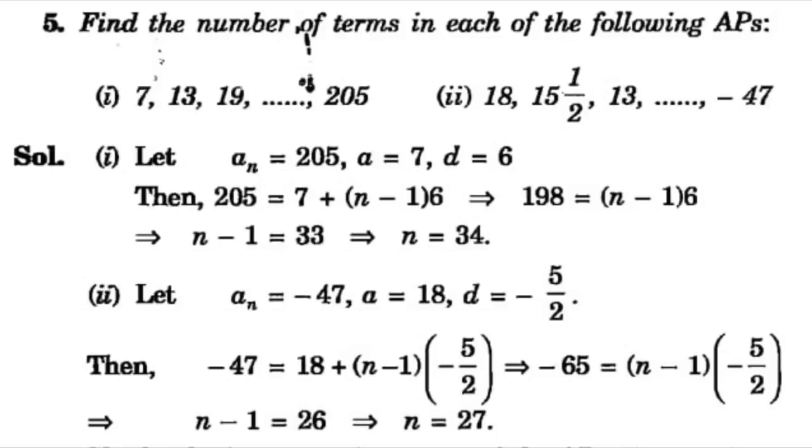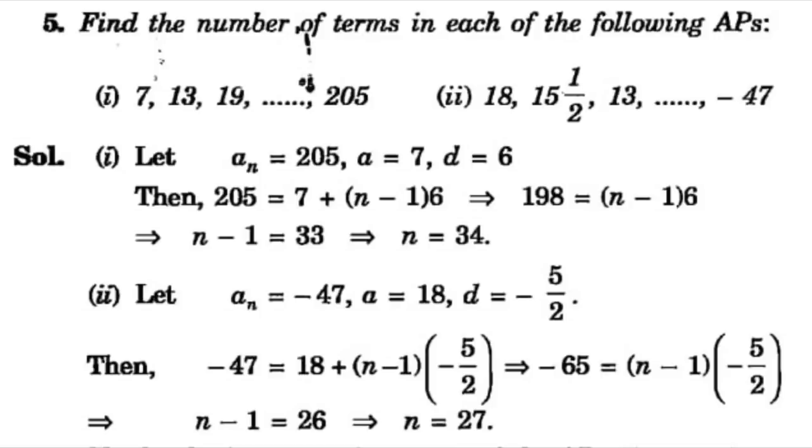Let us write the formula for the nth term. An is equal to a plus n minus 1 into d. So 205 is equal to 7 plus n minus 1 into 6. When you solve this equation for n, you will get n is equal to 34.